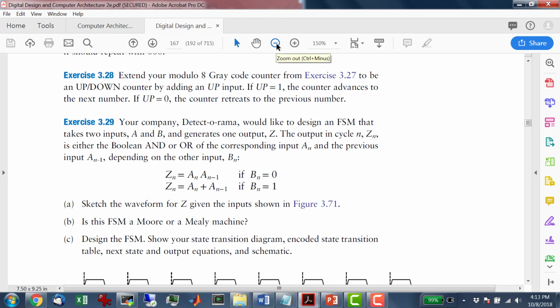Because my next state, if a is 0, I'm going to go to 0. If a is 1, I'm going to go to 1 either way. So it turns out that the next state function is trivial. The next state is literally just a. Now you might say, well, that's pointless. You're going to make a design where you say next state is a. Well, yeah, but keep in mind that it's going through a flip-flop, right?